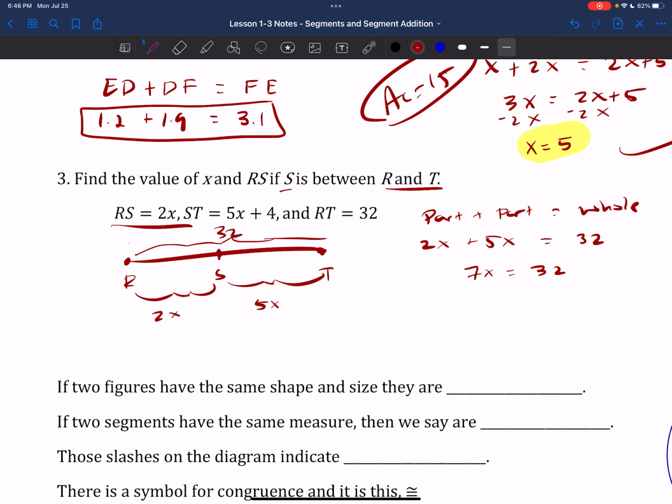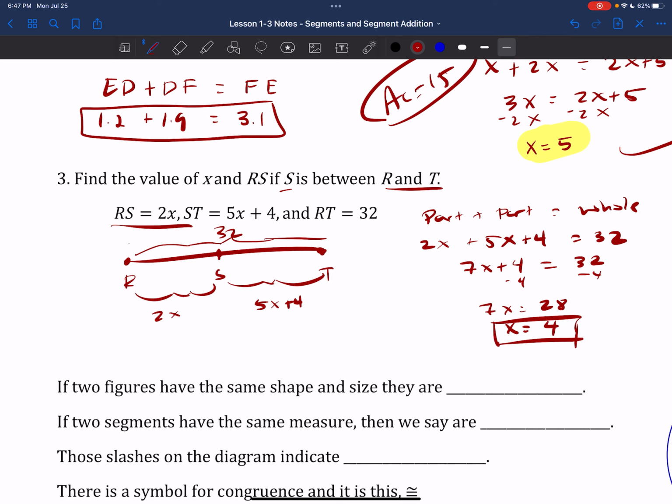Did I make a mistake? Yeah, I did make a mistake. This is supposed to be 5x plus 4. Well, let's go back. This is going to be 5x plus 4, which is equal to 32. So I'm left with 7x plus 4, which is equal to 32. And if I subtract both sides by 4, I get 7x is equal to 28. And then divide both sides by 7, I get x is equal to 4. So x is equal to 4. Again, I am looking for x, so therefore this is my answer. Okay, that's my answer. That's what x is.